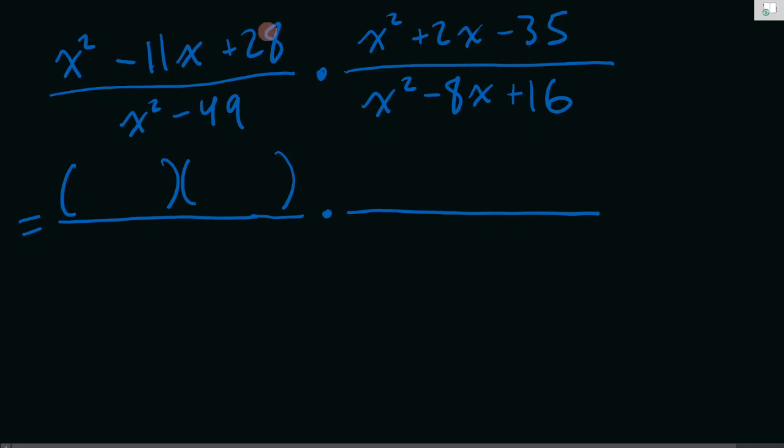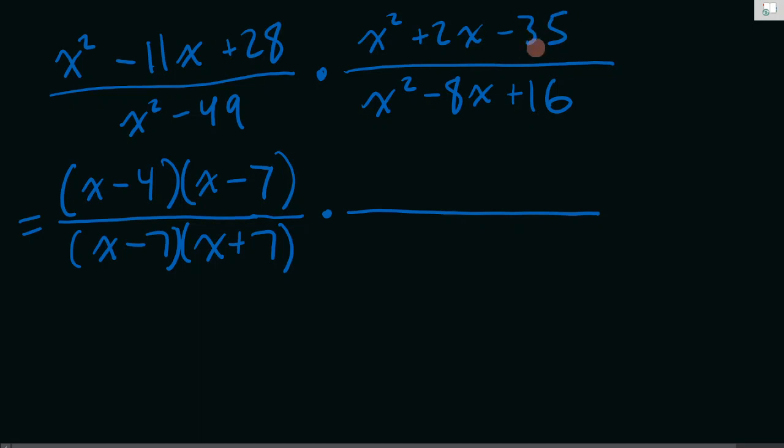Okay, so this first one, what multiplies to 28 adds to negative 11? Well, 4 and 7 make 28, and if they're both negative, you get negative 11. So negative 4, negative 7. This is a perfect square, this is a perfect square, which makes that a difference of squares. So x minus 7, x plus 7.